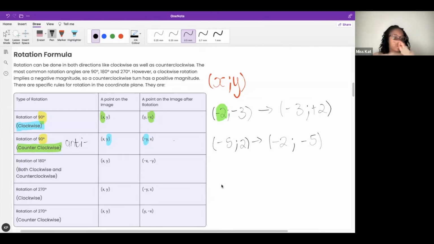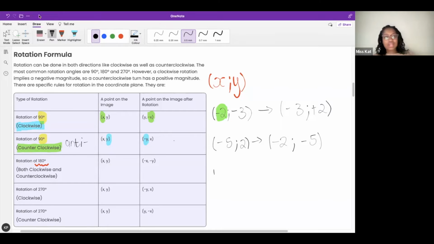Now, for a rotation of 180 degrees, it does not matter if they say clockwise or anti-clockwise. The rule is the same. They will tell you clockwise or anti-clockwise, but it doesn't matter. The rule's the same. And what's the rule, guys? If you look over here, the order didn't change, but what did change? The sign changed for both of them.